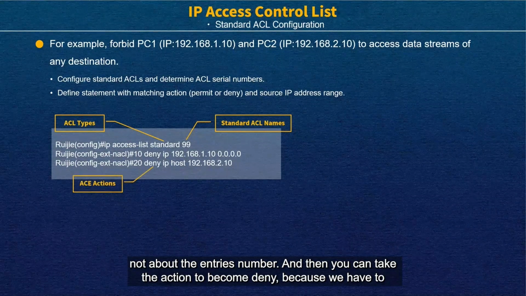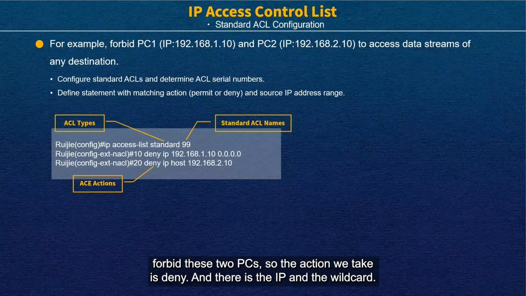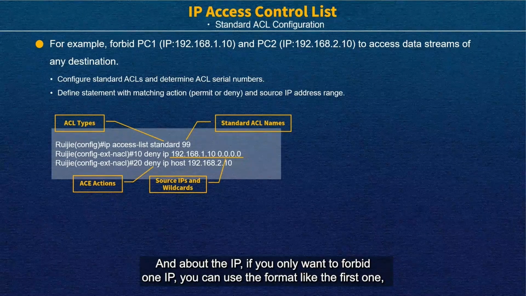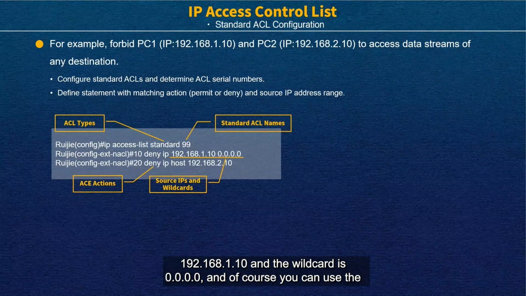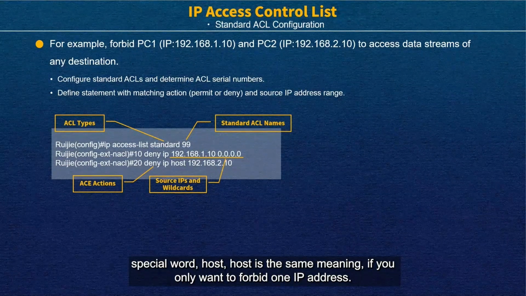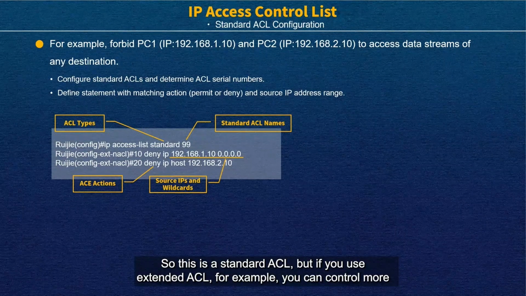And then you take the action deny, because we have to forbid these two PCs. So the action we take is deny. And then is the IP and the wildcard. If you only want to forbid one IP, you can use the format like the first one, 192.168.1.10, and the wildcard is 0.0.0.0. And of course, you can use the special word host. Host has the same meaning if you only want to forbid one IP address. So this is a standard ACL.